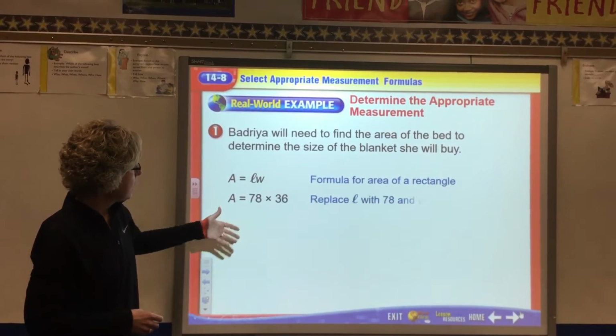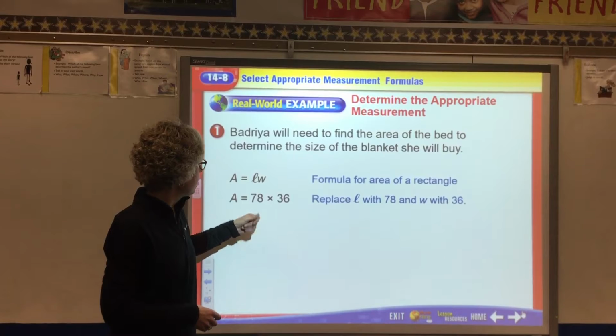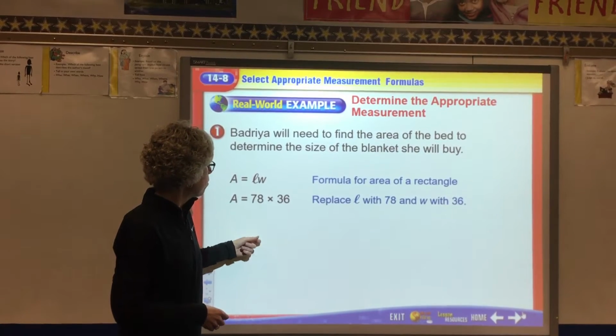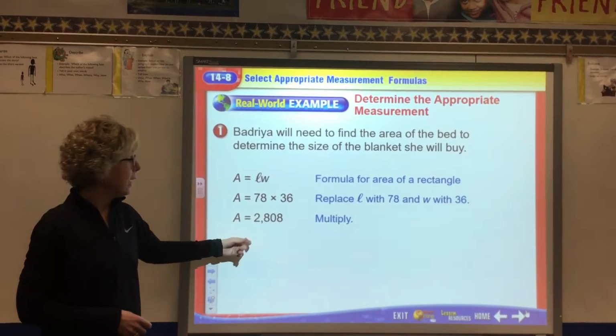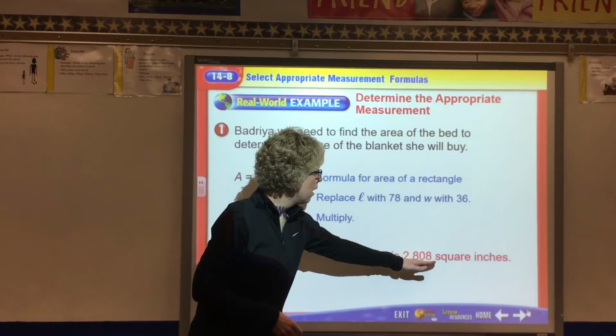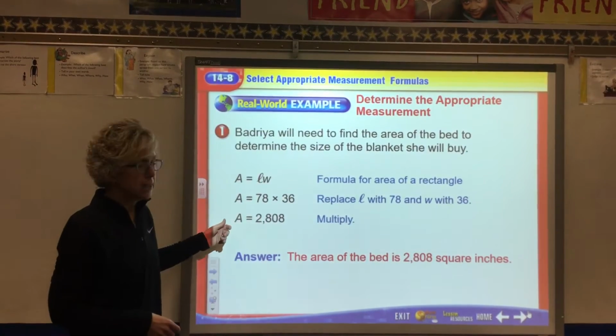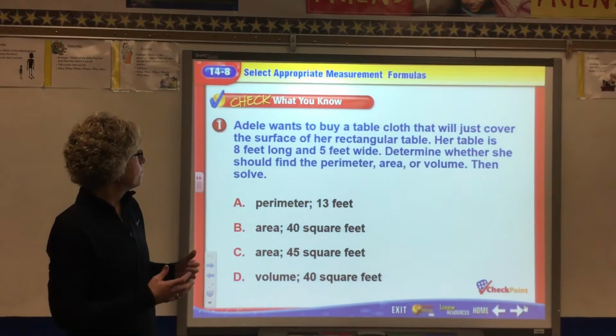So we plugged that in. They're doing the same thing that we did. They replaced 78 for the length, 36 for the width, multiplied that together and got 2,808. And our unit of measure in this case was inches, so it would be square inches. 2,808 square inches. Here's another example.